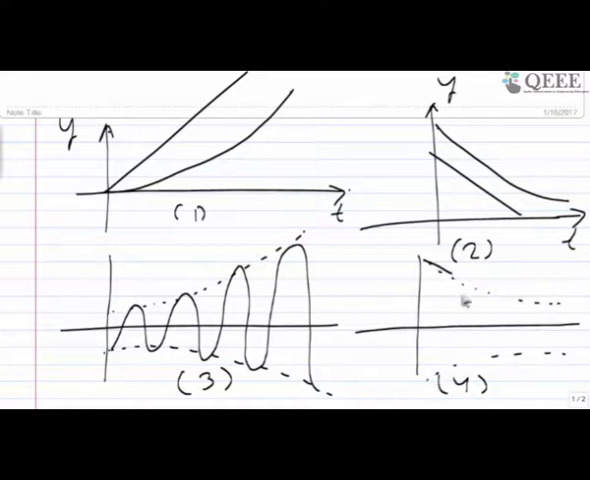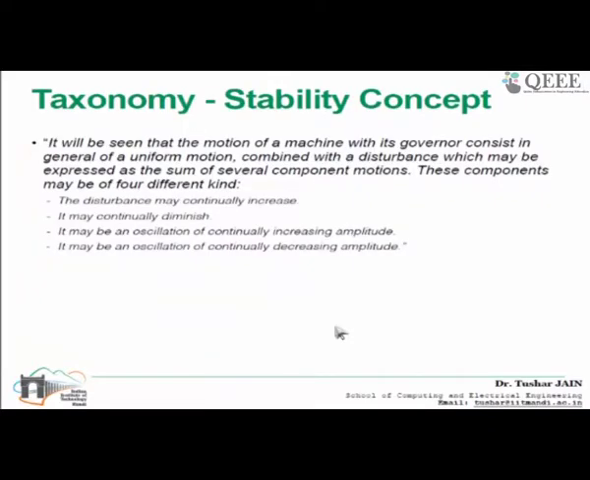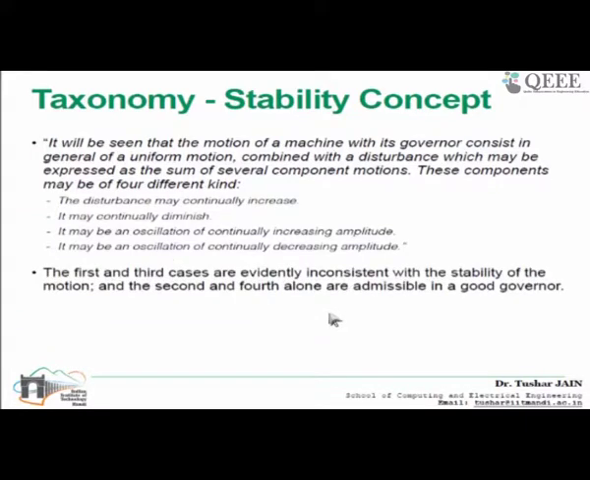The opposite of this one, there are some oscillations, but they are of decreasing amplitude. So these are the four components which we visualize. Now when we speak about the basic stability concept, just by visualizing the responses, it comes to us that the first and the third cases are evidently inconsistent with the stability of motion.